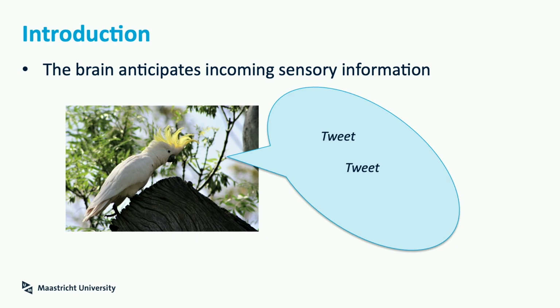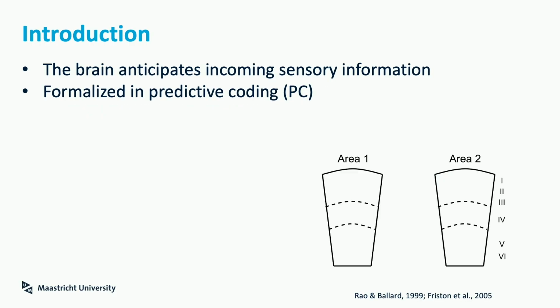Yet suddenly you hear this bird sing tweet, tweet, toot. Your brain can also signal this deviation from expectation by sending a signal that this toot is different than the tweet that you expected to hear. And how this is implemented in the brain is formalized in a framework that is called predictive coding, that postulates that we have an internal model of the world around us that we learn based on previous experiences.